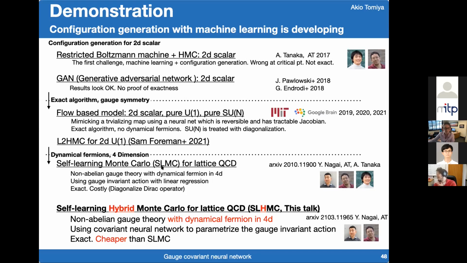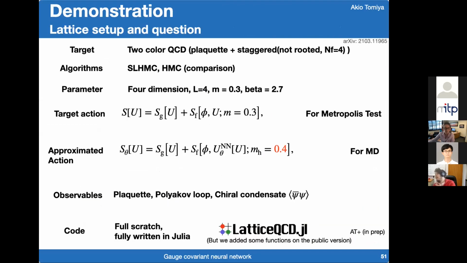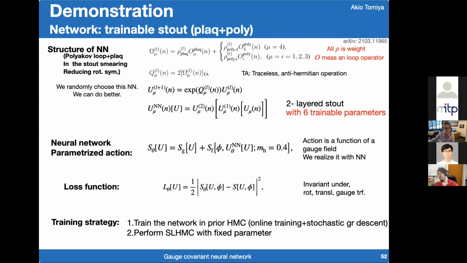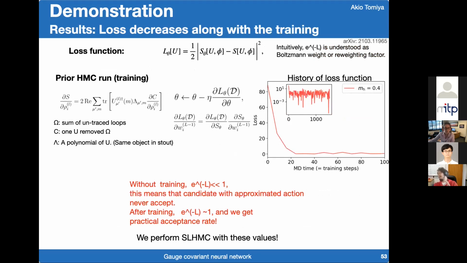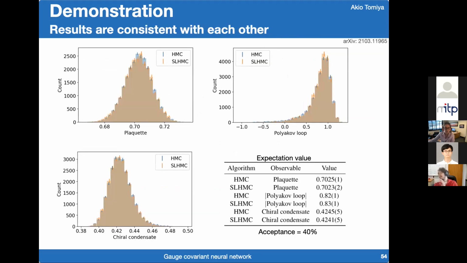I'm not sure. And another thing, why choose 0.4? Actually, we did some experiments with different masses, 0.4, 0.5, 0.6, up to 1.0, and all of them gave consistent results. The difference is the acceptance. If we use a larger mass, the acceptance becomes low. But even so the result is consistent, and that is written in our paper.